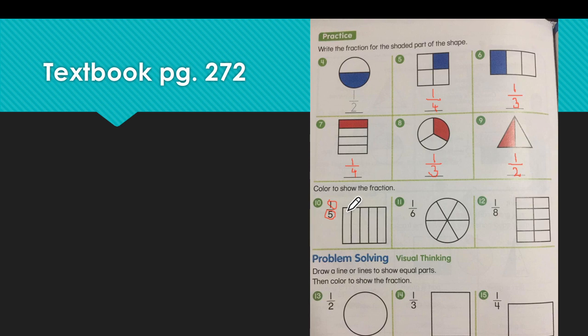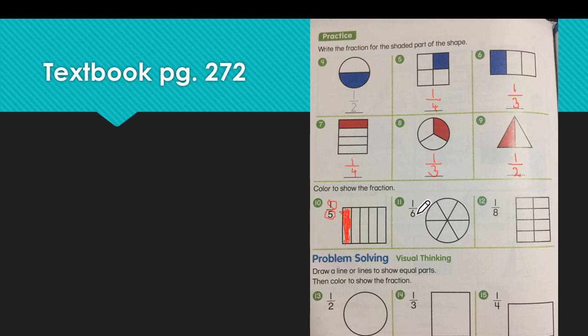I will use the red one and I will shade it just like that. Yeah, I'm not so good at that, am I? Okay, never mind. One part should be shaded. Good. Let's go to the next one.